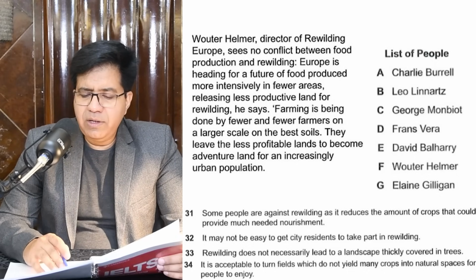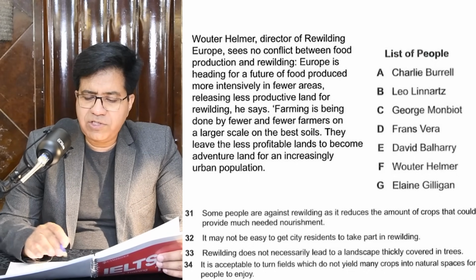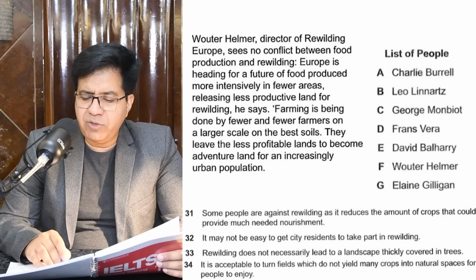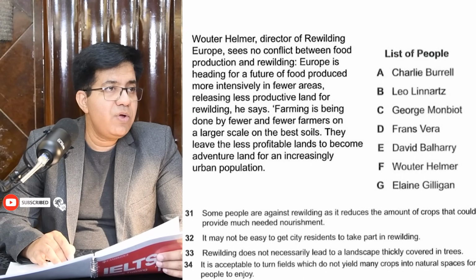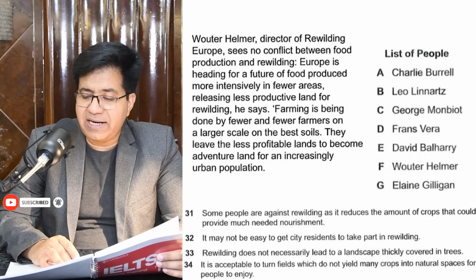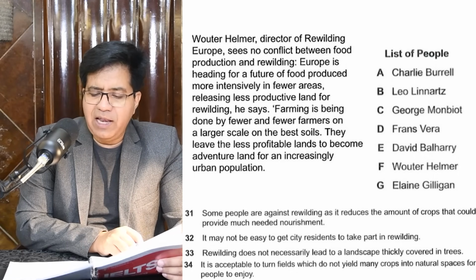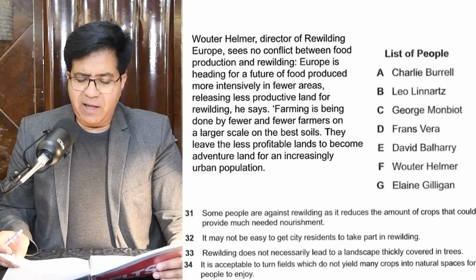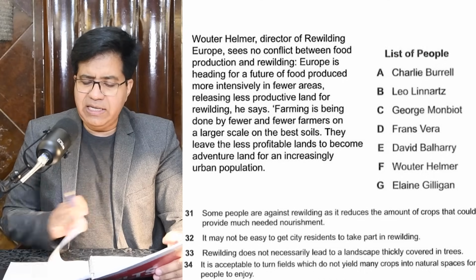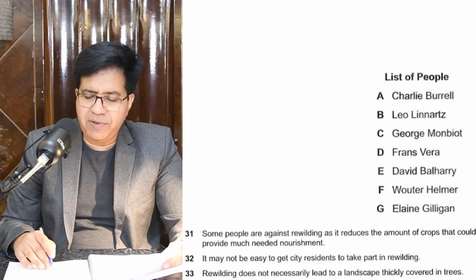Question number 32. It may not be easy to get city residents to take part in rewilding. No. Question number 34. It is acceptable to turn fields which do not yield many crops into natural spaces for people to enjoy. Exactly. That is the right answer, 34. Correct answer is F, Wouter Helmer for 34. As he mentioned, they leave the less profitable lands to become adventure land for an increasingly urban population. Now, we are left with Aline and question number 32.